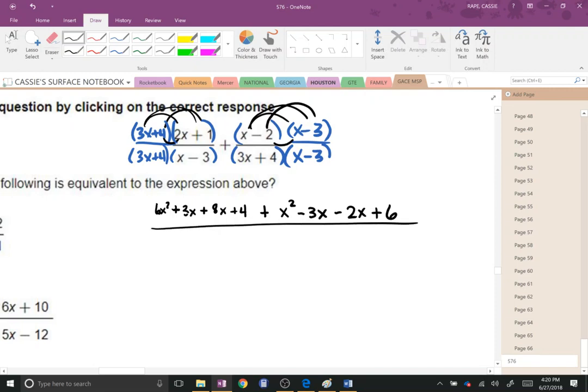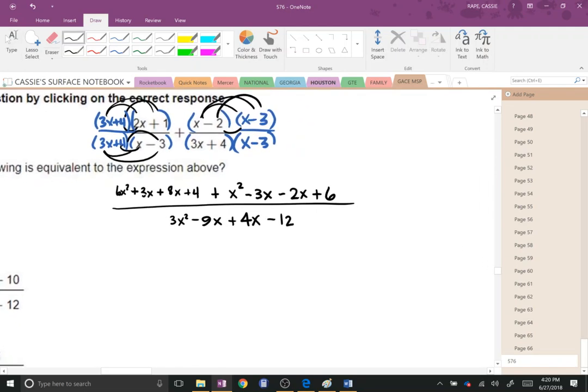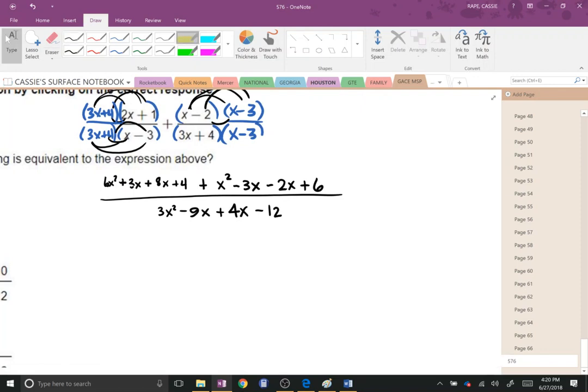All over, now keep in mind, now I have common denominators, so I only have to multiply the 3x plus 4 times the x minus 3 one time. So the first would be 3x squared, outer would be minus 9x, inner would be plus 4x, and last, which would be minus 12. So now it's just a matter of collecting like terms and rewriting this.